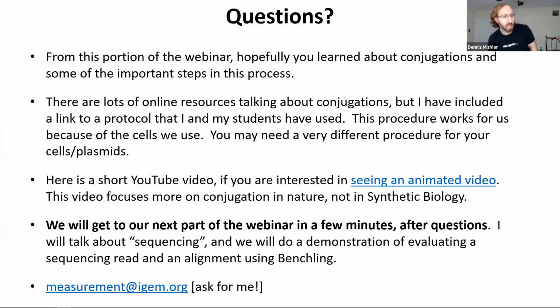Can conjugation lead to mutation? The conjugation itself should not lead to mutation, but like any process inside of cells, there will always be mutations, right? So whenever you replicate DNA, there's just a chance to get a mutation, and that also applies to conjugation. I have not noticed a higher or lower level of mutation.